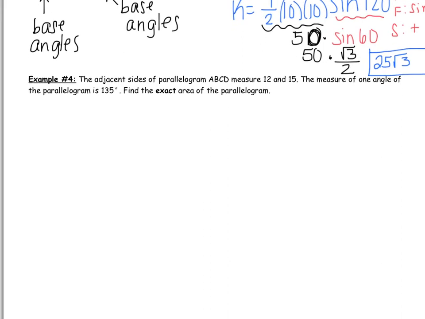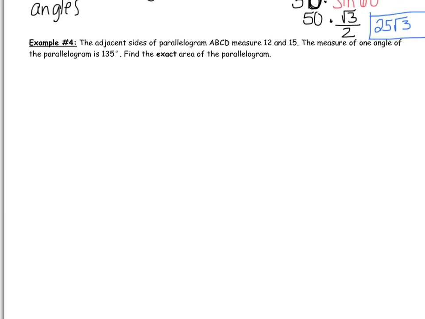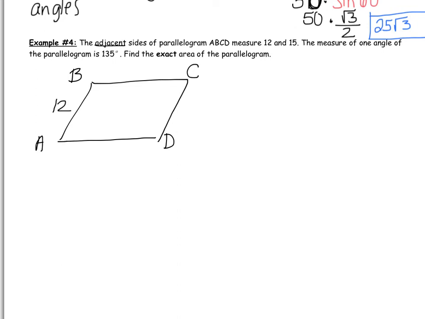Okay, example number 4. The adjacent sides of a parallelogram. So let's draw a parallelogram. Try parallelogram ABCD. Adjacent just means sides next to each other are 12 and 15. I always like to label them around. The measure of one angle of the parallelogram is 135. How about we use 135 and label it as the obtuse angle, which it is. And just out of curiosity, what's this angle in here? You should be telling me 180 minus 135, because this angle and this angle are supplementary, and you get 45.